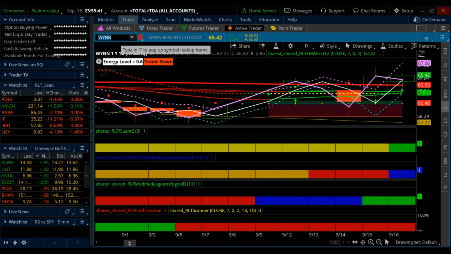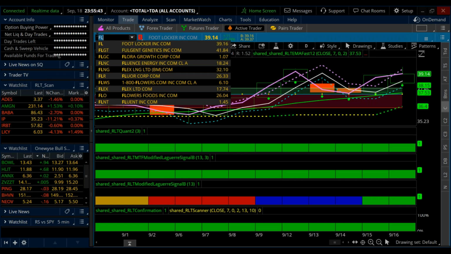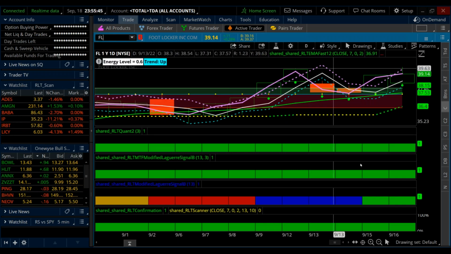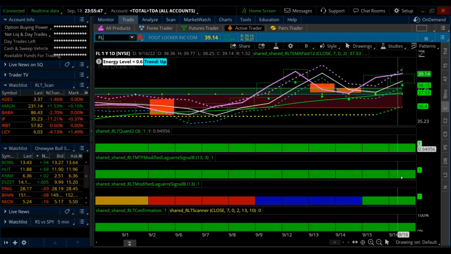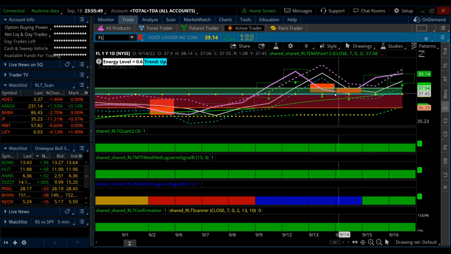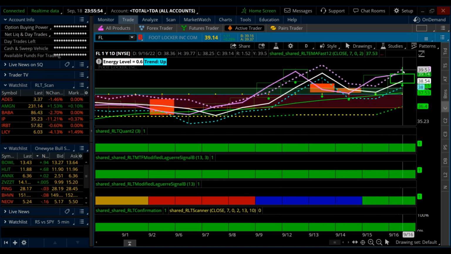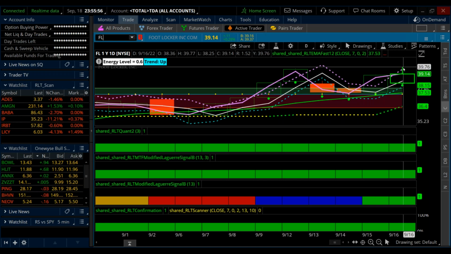And the last one we'll look at is Foot Locker. Again, all green. You get institutional buying here, coming out of a dynamic compression zone right here. And we're looking for a break over Friday's high right here, which would be a pretty nice breakout, and that's where we would go long. So those are the longs that we'll be looking at.